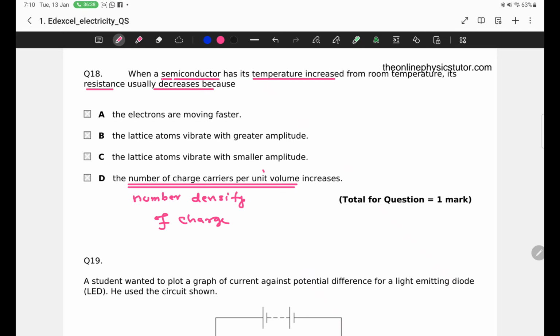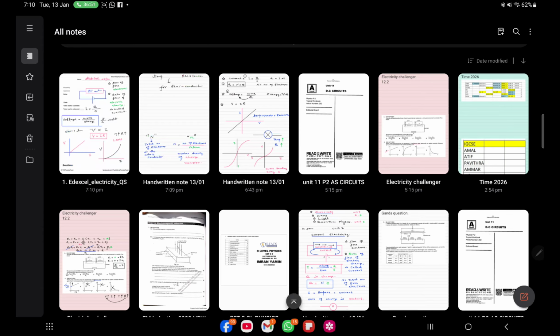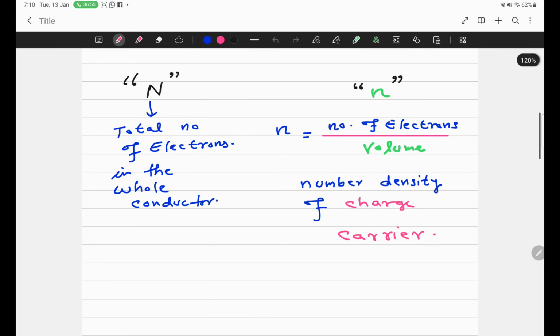In your marking scheme, they are writing per unit volume, but I use this term as number density of charge carrier. And remember, the answer of question number 18 is also D. I'm going to explain, but let me explain something first. I think you have understood the difference between small n and capital N. Capital N means the total number of electrons in the whole conductor. Small n is the number of electrons per unit volume.